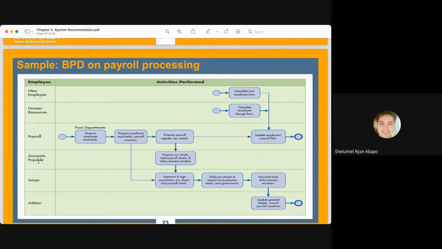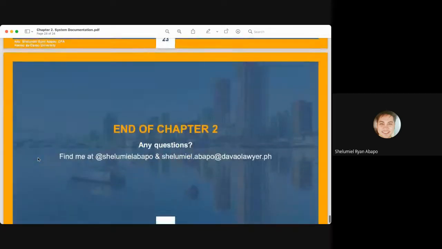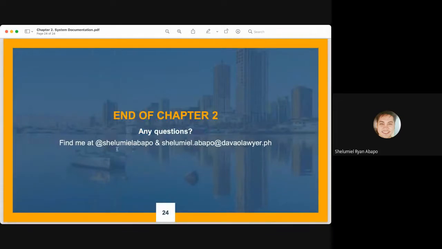While we do not discount the importance of narrative description for our more in-depth understanding, because a narrative description is basically foolproof, the most comprehensive, most complete description, in order for us to understand it clearly and easier, we refer to the graphical representation, which is the focus of our chapter in system documentation. So that ends our discussion on chapter 2, system documentation.